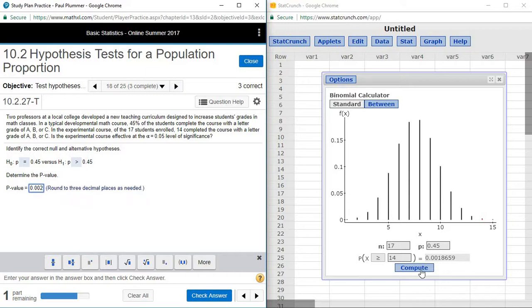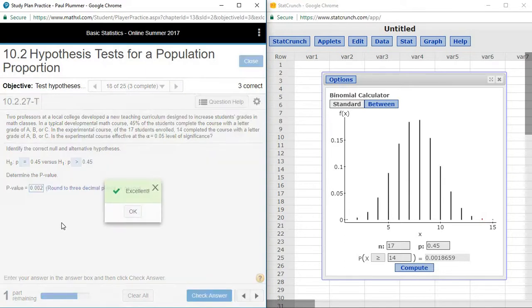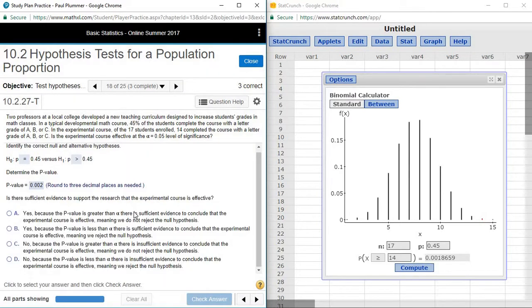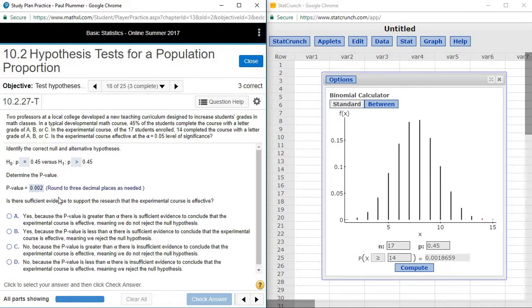0.002. And so in this case, this would be less than our alpha level, and so we would reject. That would be sufficient evidence for us to conclude that the true proportion was greater than 45% in this case.